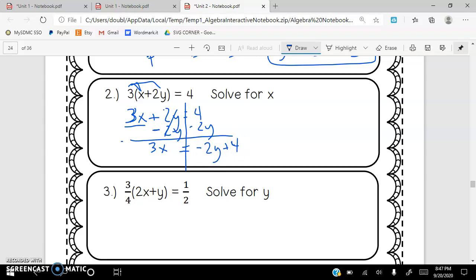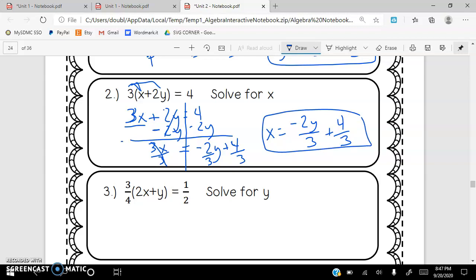Now remember, we cannot combine these two because that 4 doesn't have a y on it. So 3 and x are multiplying. The opposite of multiplying is dividing. So these cancel out because 3 divided by 3 is 1. That leaves us with x equals negative 2y divided by 3 plus 4 over 3. And that's our answer. And it can't be any simpler. We can, but then it'll be decimals, and we really don't want to deal with decimals when dealing with this.